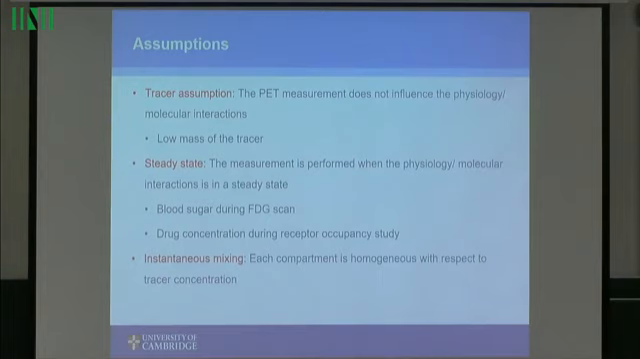For example, if you are going to look at FDG, which is a marker of metabolism of glucose usage by the body, the blood glucose level should not change during the scan. It should be the same throughout. Or if you are going to look at receptor occupancy by a drug, then that concentration of the drug should not be changing too rapidly during the scan duration. And the third assumption is that of instantaneous mixing. So wherever we are looking at a particular compartment, it should have the same tracer concentration.